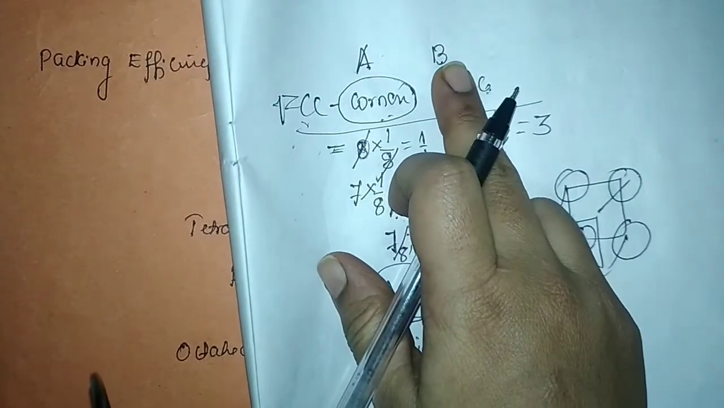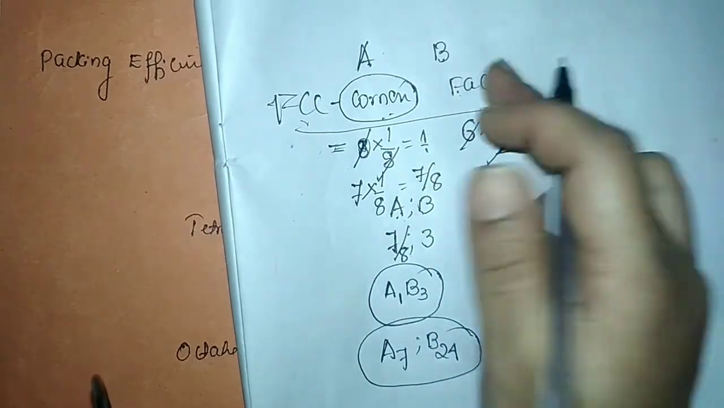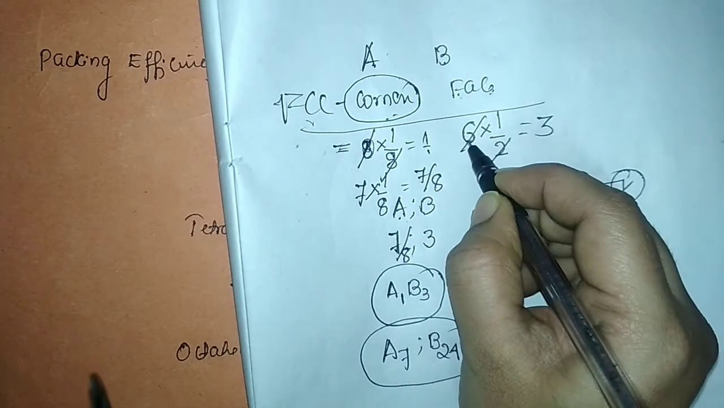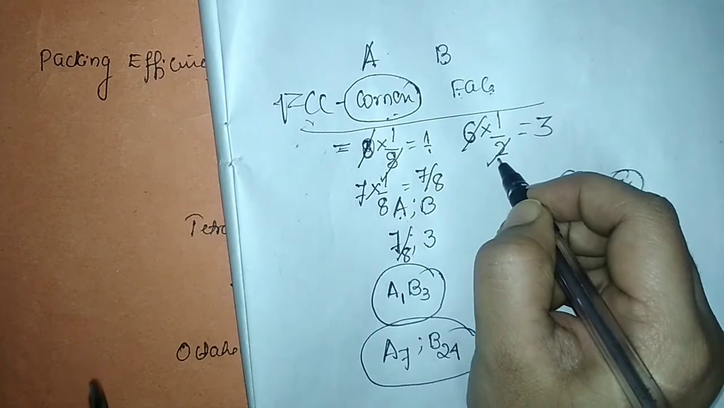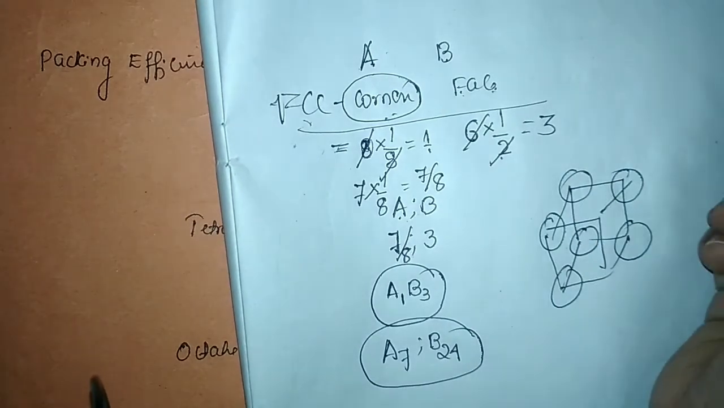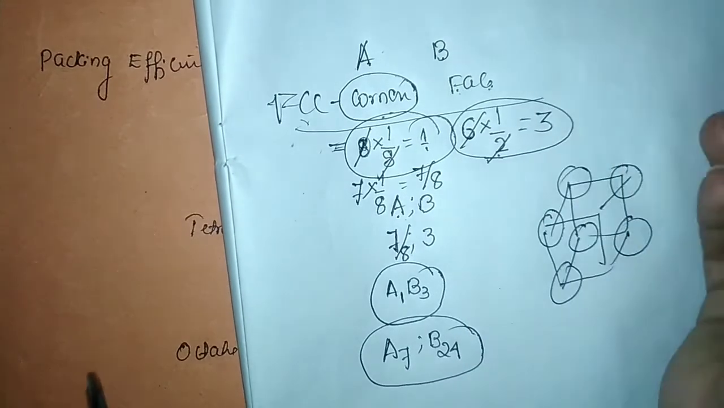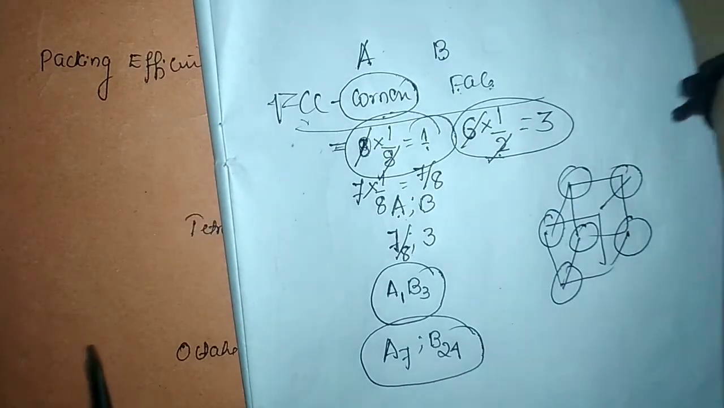Similarly, if the B atom, one atom from the center, is missing, it means instead of 6 we are going to write here 5. So it will become 5 by 2. Okay, so the formula becomes different. So the basic thing you should know is the contribution, through which you can calculate very easily. So these are simple questions from the CET and the NEET.